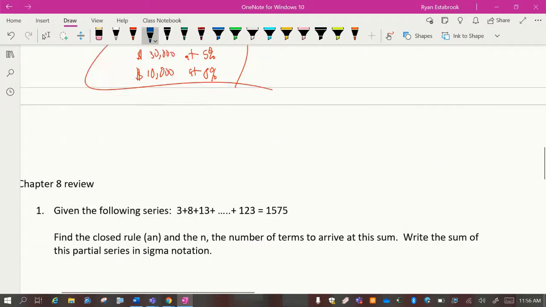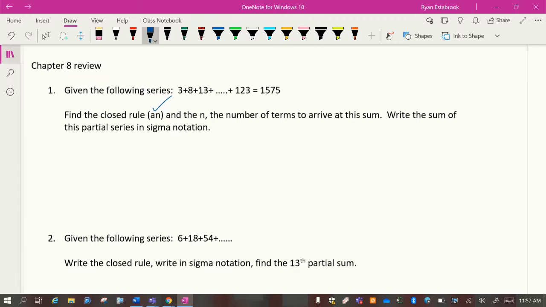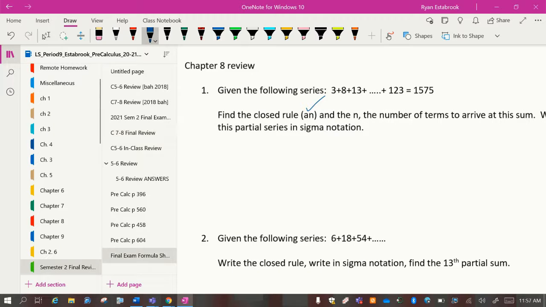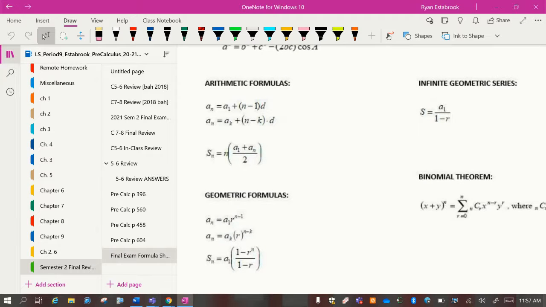All right, go and turn it over. Given this following series, 3 plus 8 plus 13 plus ... plus 123 equals 1,575. We have to do a few things. First of all, find a rule for a sub n. It's called a closed rule. It's not recursive, like the one that keeps on going, how to get from one term to the next. That is one of the formulas we're given. It's one of these.